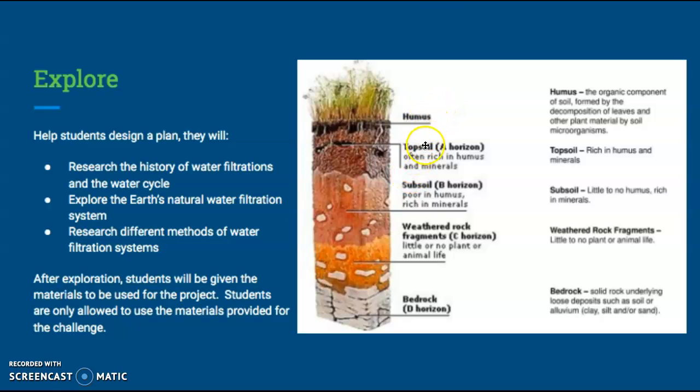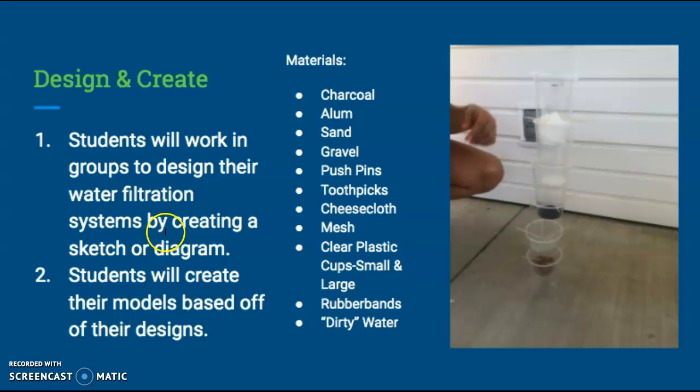So they would want to look at the Earth's layers and use that to help them to design their model. Once they've done their exploration, then they will be given the materials to create their design. So they'll be working in groups and they will design their models by creating a sketch or a diagram of some sort with labeling what material goes where and how they create it. And then they will create their models.